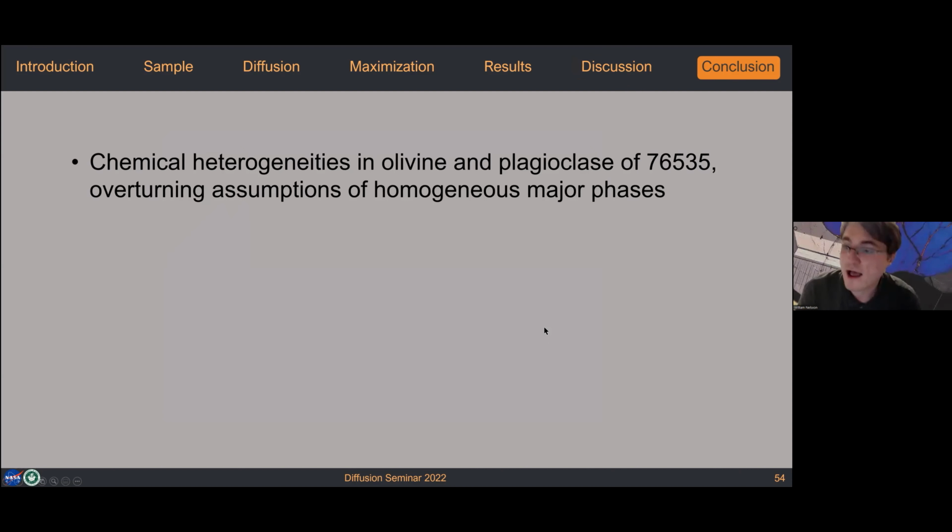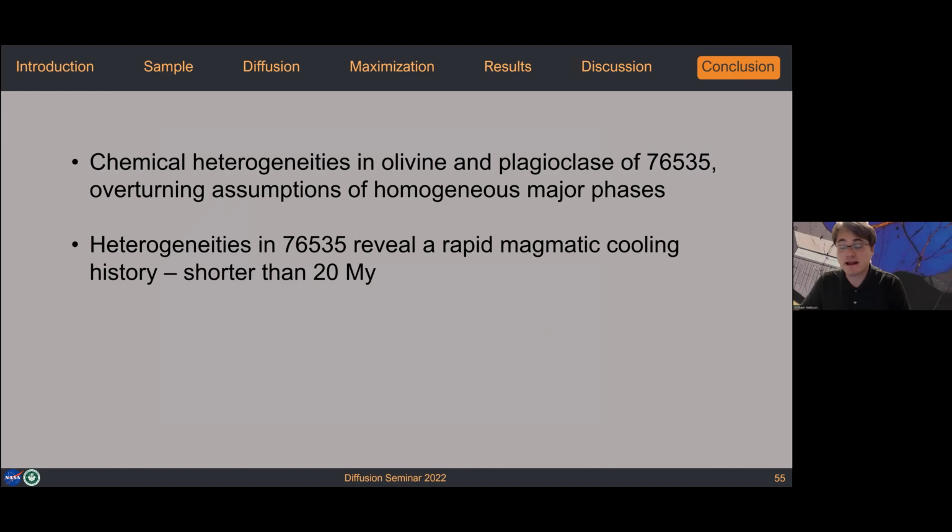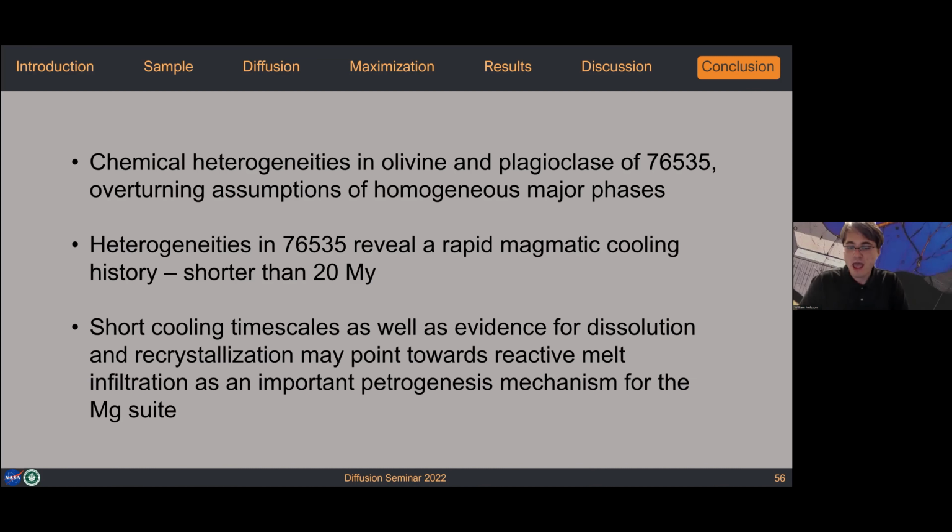So in conclusion, we found heterogeneities in 76535, a sample that was previously considered homogeneous. These heterogeneities, even after every attempt to maximize diffusive timescales, are extremely rapid, shorter than 20 million years, compared to the previously suggested greater than 100 million year timescale. And these short cooling timescales, dissolution and recrystallization, and evidence from terrestrial samples might suggest that reactive infiltration could be an important petrogenesis mechanism in the magnesium sweep. And thank you. I'd be happy to take any questions.